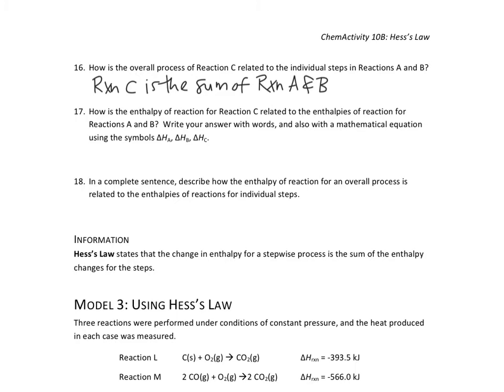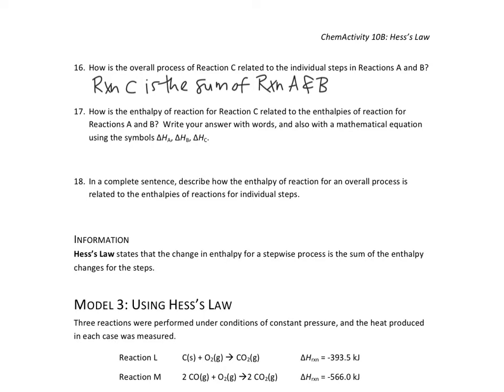So what I wrote is that reaction C is the sum of reactions A and B. In other words, if you add up all the reactants and add up all the products for A and B, what you end up with is reaction C. You should go back and verify that you believe that. So if reaction C is the sum of A and B, then how is the enthalpy of the reaction for C related to the enthalpies of reactions A and B?